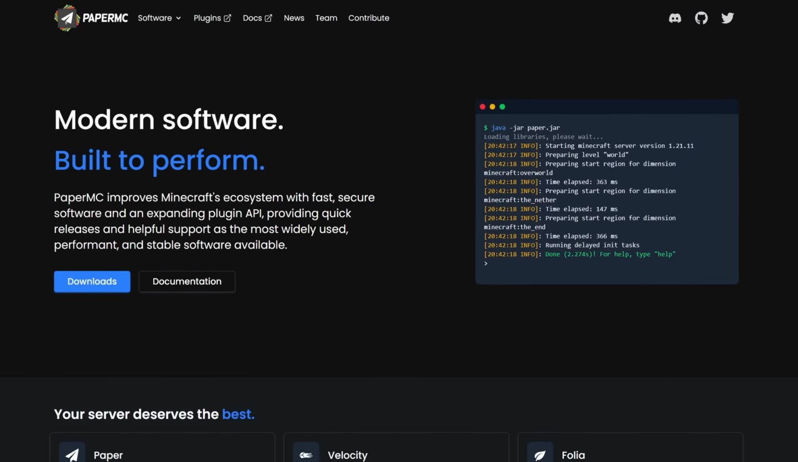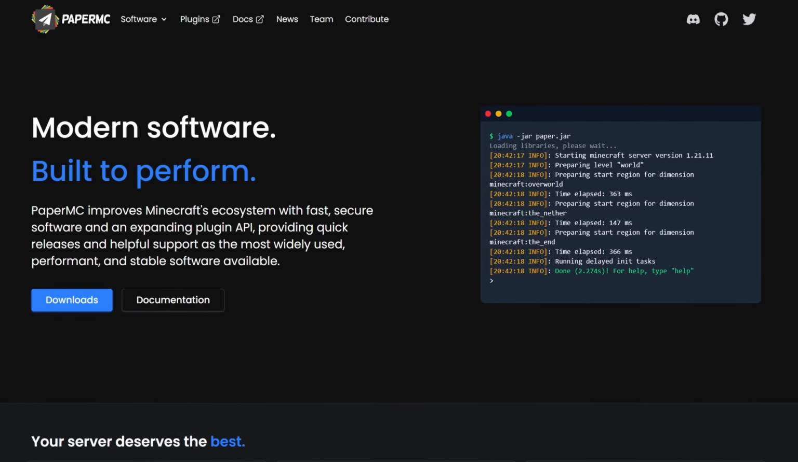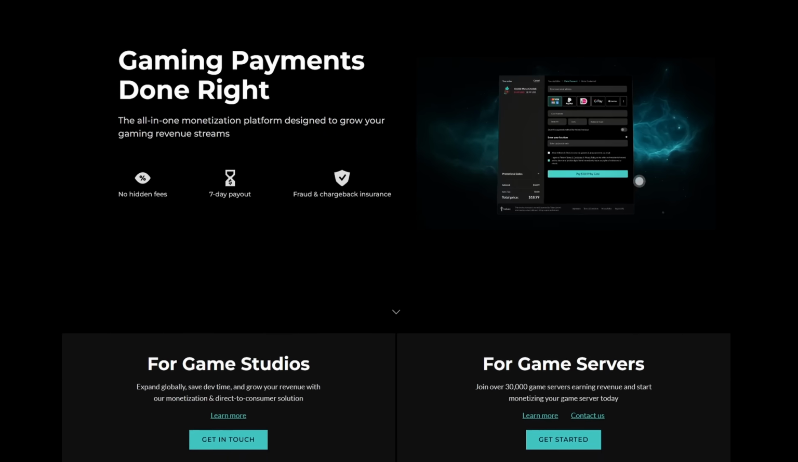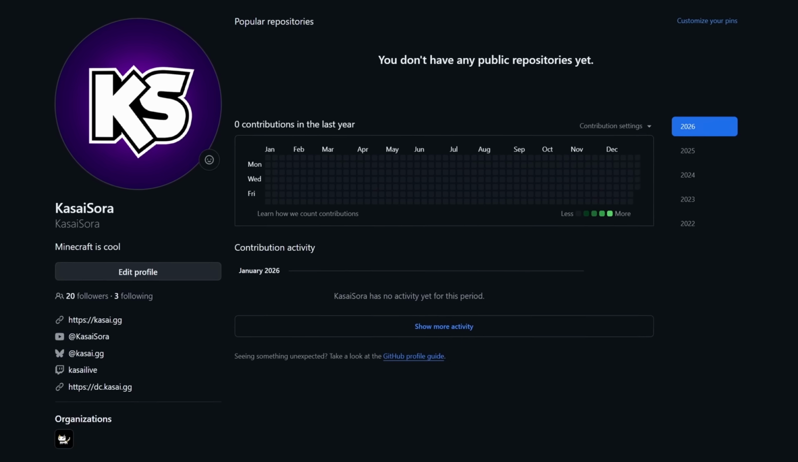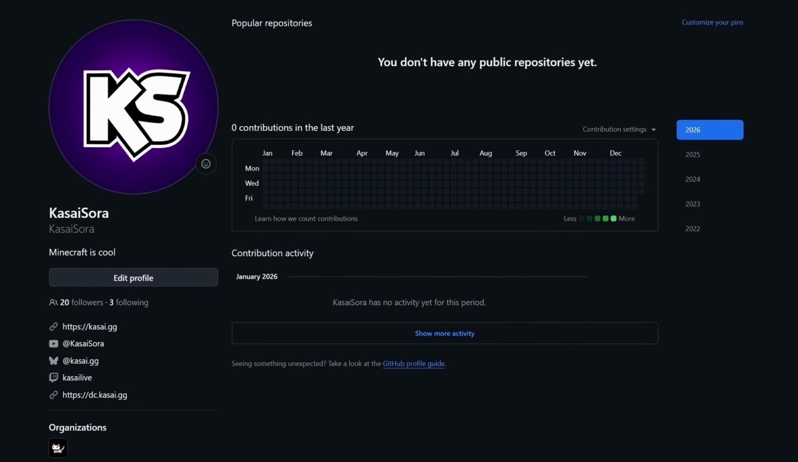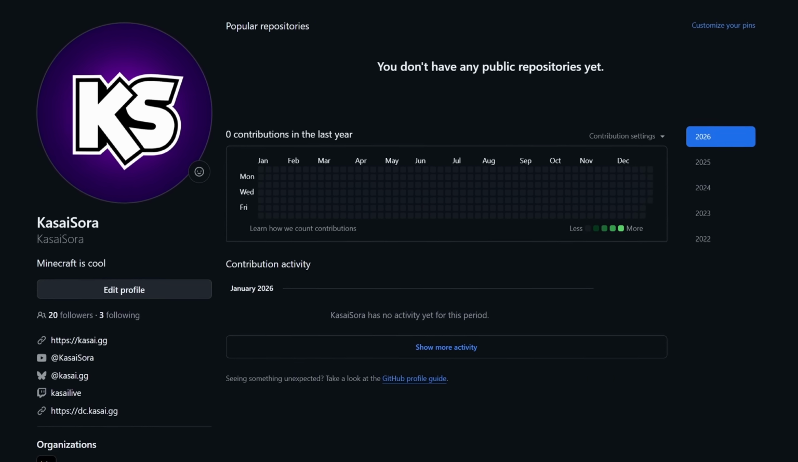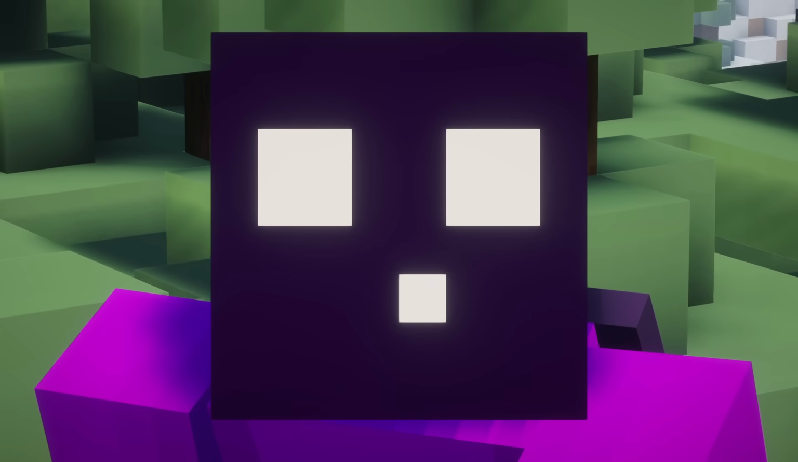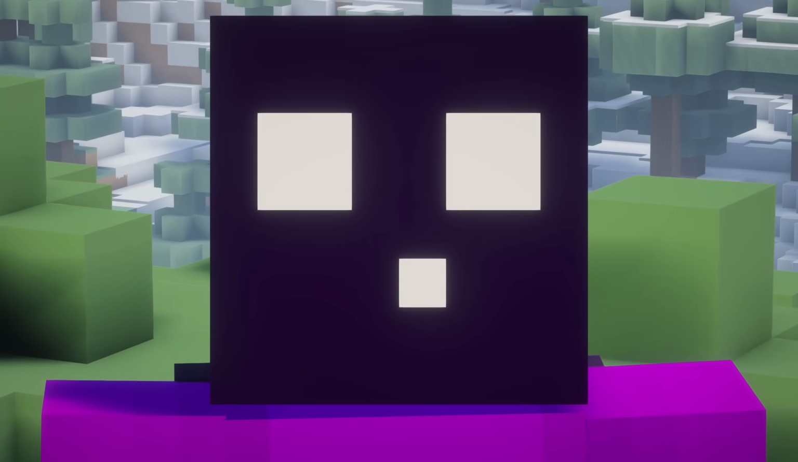PaperMC may soon need to get a new domain for their website. And it's not just them. Even popular payment platform TabX, which is used very often by Minecraft servers, and GitHub may have to change up their domain. Now, even though the chance of this actually happening is rather small, it is definitely not zero, which is kinda scary. And this all has to do with the .io domain extension. So, let's talk about what's going on.